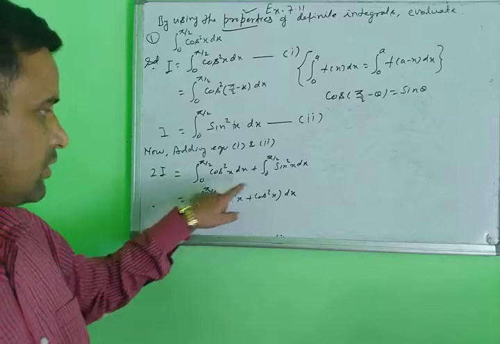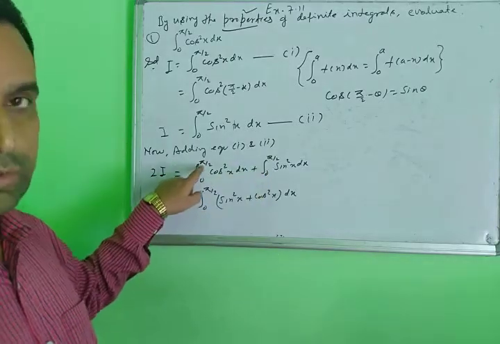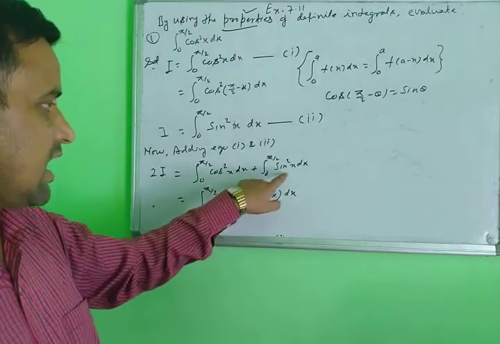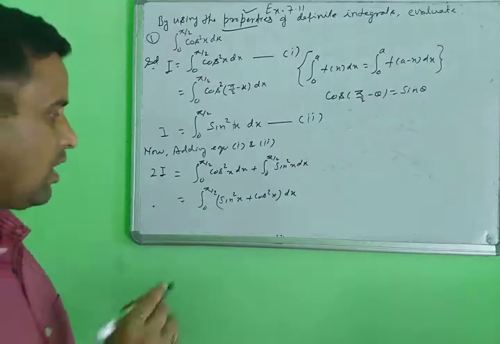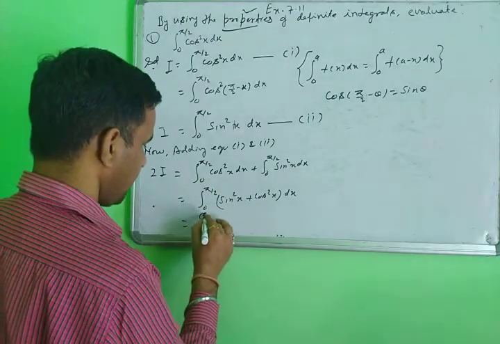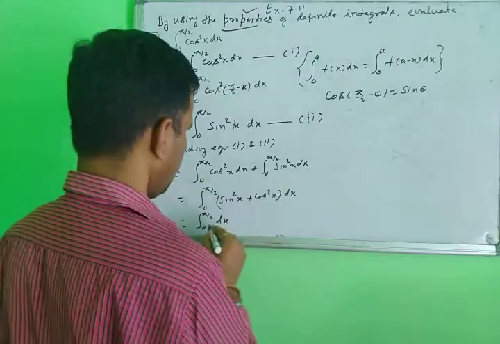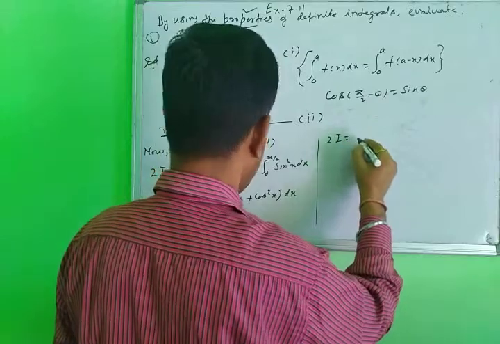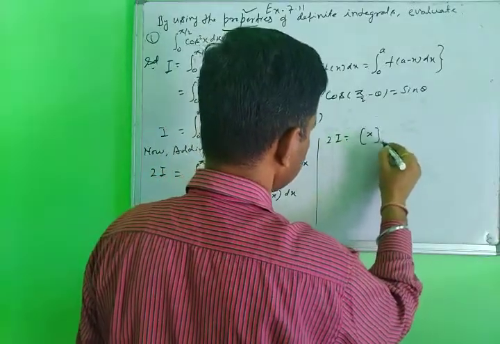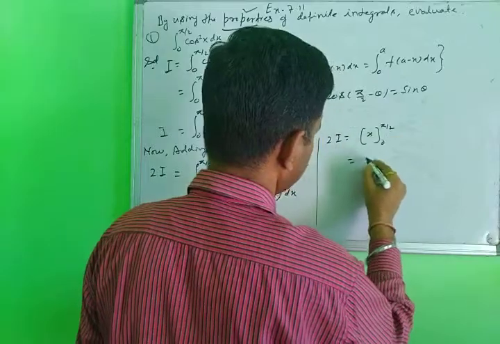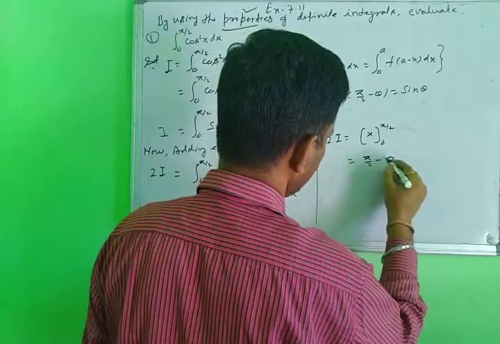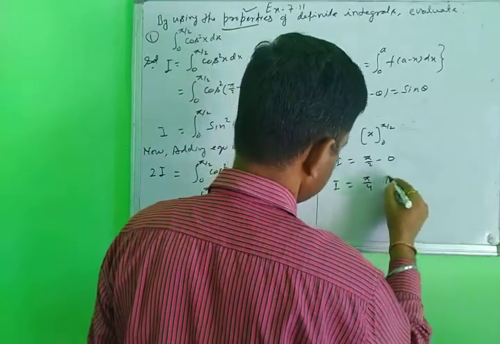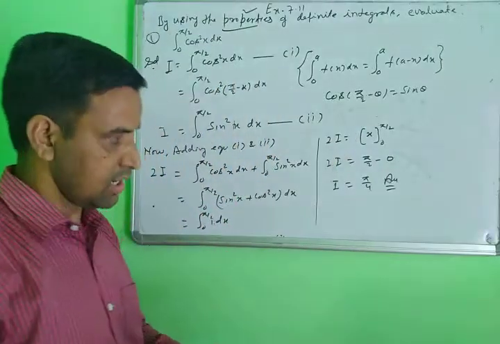The limit stays the same, 0 to pi by 2. Taking dx common, sin square theta plus cos square theta gives 1. The result is the integral from 0 to pi by 2 of 1 dx. So 2I equals x, with the limit 0 to pi by 2. Using the limit, pi by 2 minus 0, so 2I equals pi by 2, and the value of I equals pi by 4. This is your answer.